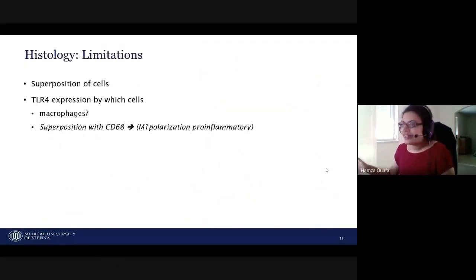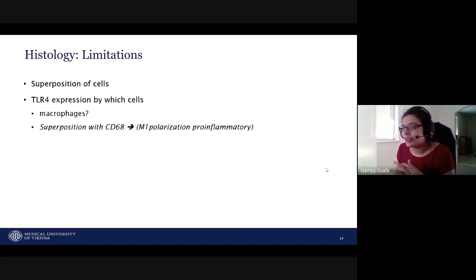So of course, histology is great, but we said alpha-SMA was along the endothelial layer. Was it really the endothelial cells, or maybe it was just some superposition of some endothelial cells and some other cell, a macrophage, an interstitial cell, something else, which is, maybe.